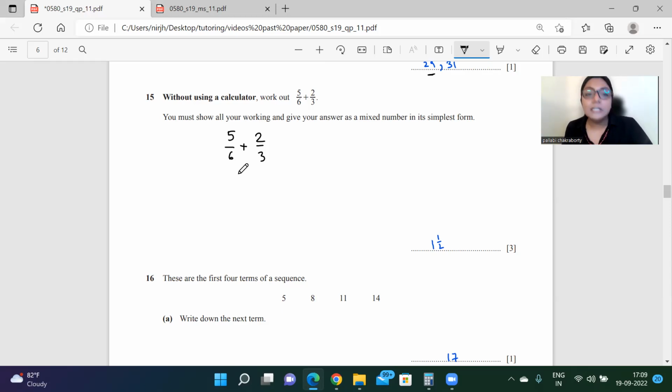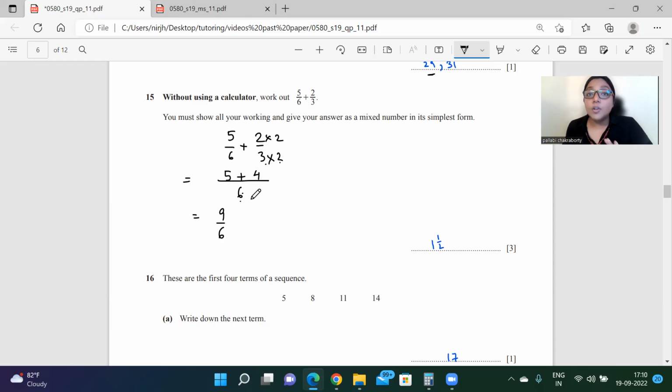What do we mean by that? To make the denominator common, you will have to see the least common multiple of both of them. As it turns out, 6 is the lowest common multiple of both 6 and 3. That is, it is divisible by both 6 and 3. So the first number will remain as it is, 5, but you have to make the denominator common. That is, you're making the denominator 6 over here. So you're multiplying 3 with 2 to make it a 6. So you have to multiply the numerator also with 2. So it becomes 4.